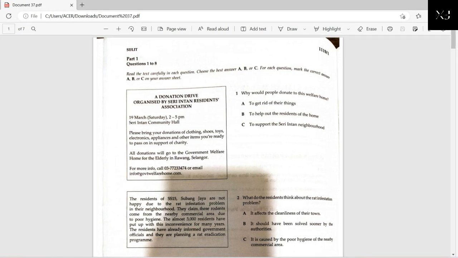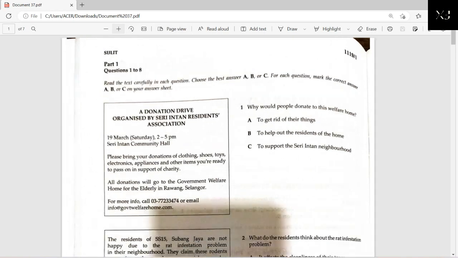Part 1, questions 1 to 8. Read the text carefully. In each question, choose the best answer, A, B or C. For each question, mark the correct answer, A, B, C, on your answer sheet. Okay, so for questions 1 to question 8, you only have 3 options, which is A, B or C. So just pick one. I mean, obviously you have to pick one because it's a multiple choice question.